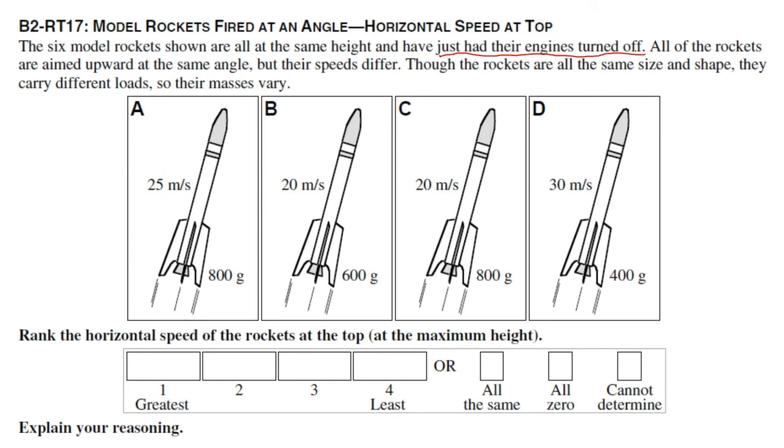And so this question here is saying these objects which are no longer accelerating are aimed upward at the same angle, but their speeds differ, and we're asked to rank the horizontal speed of the rockets at the top, or in other words, at the maximum height. Take a second to pause this video here and work out your reasoning and come up with your final ranking. And once you've ranked them and explained your reasoning, hit play and we'll go over it.